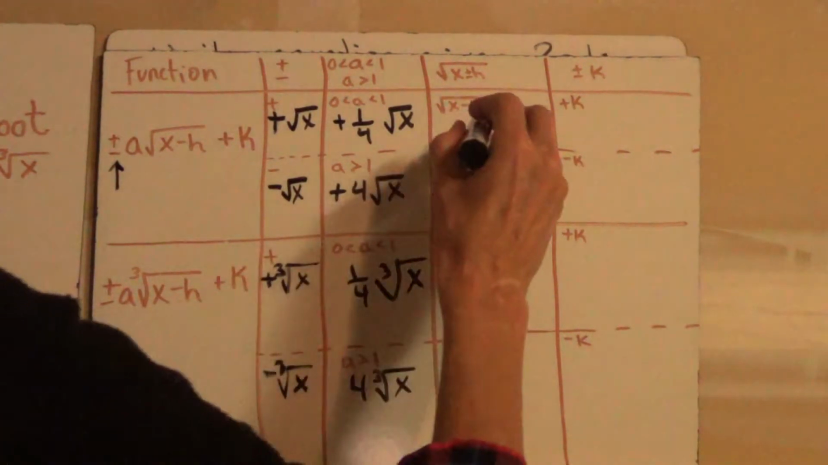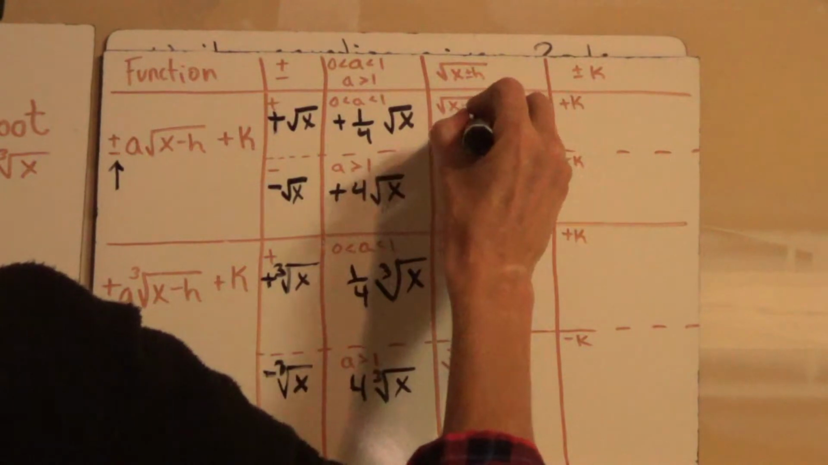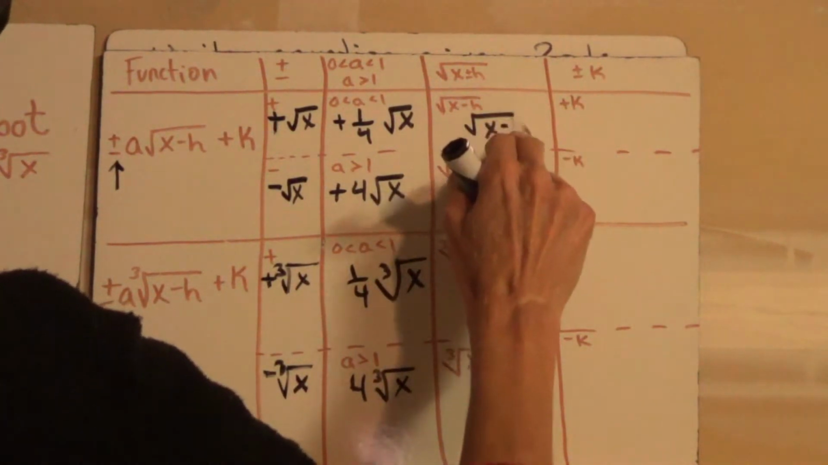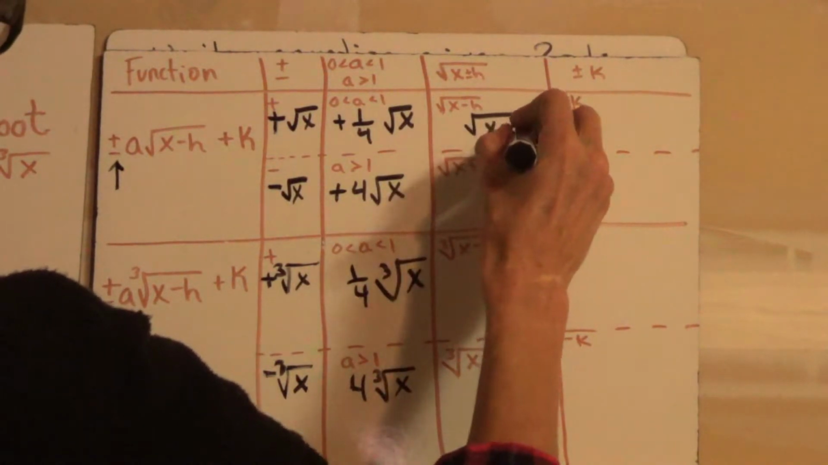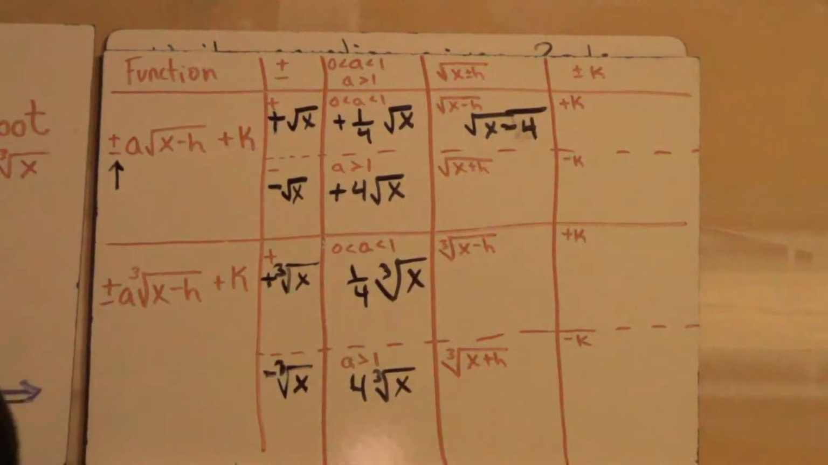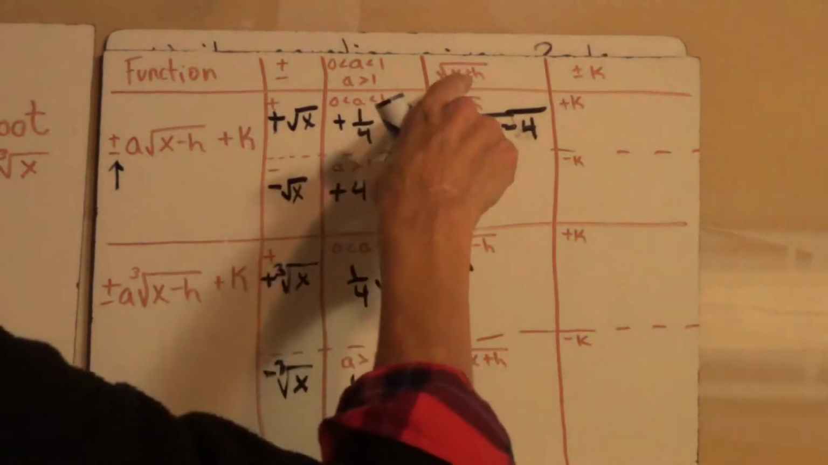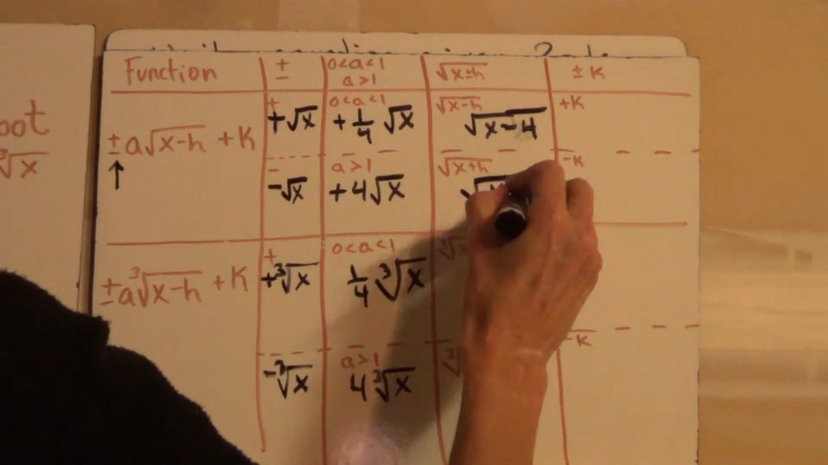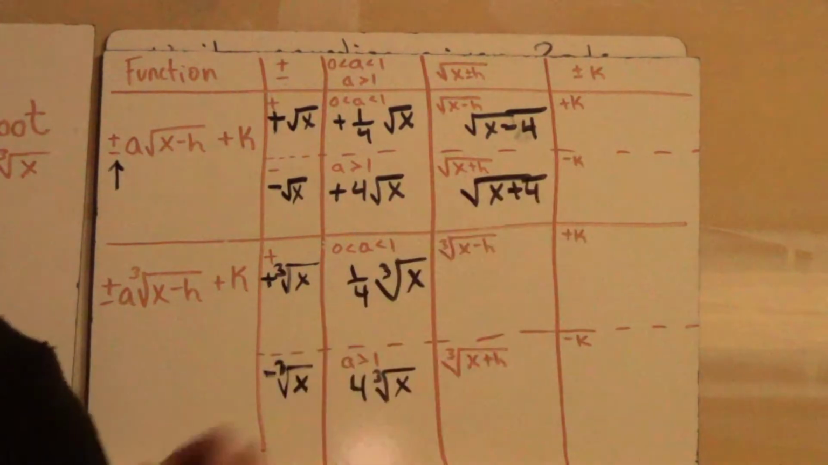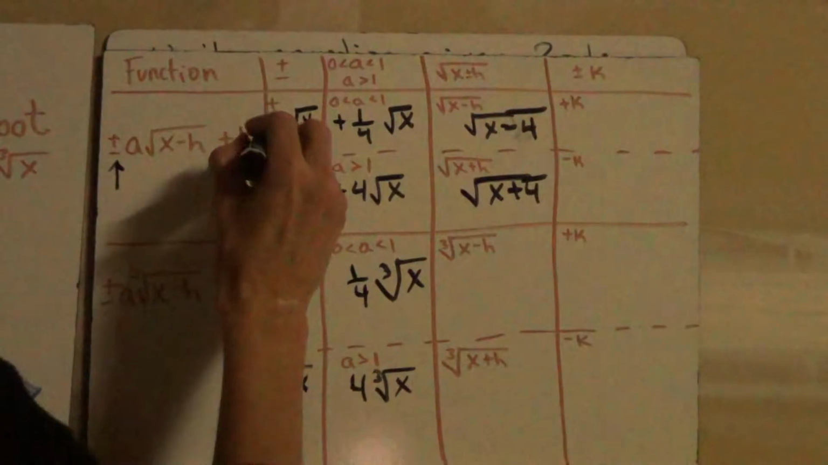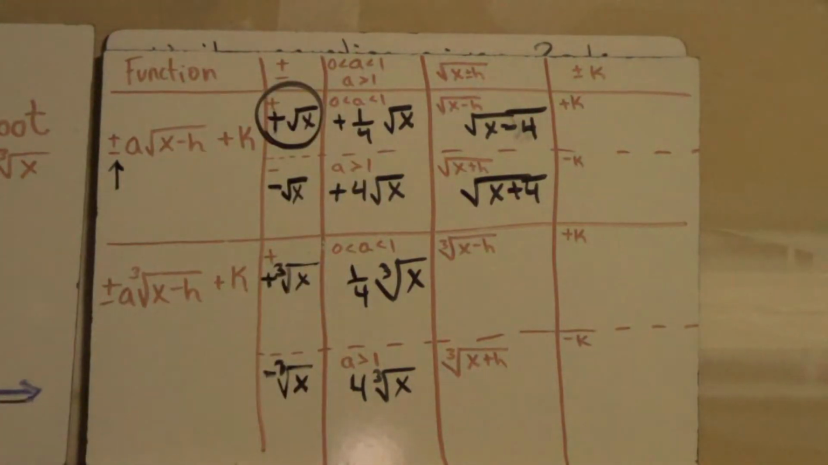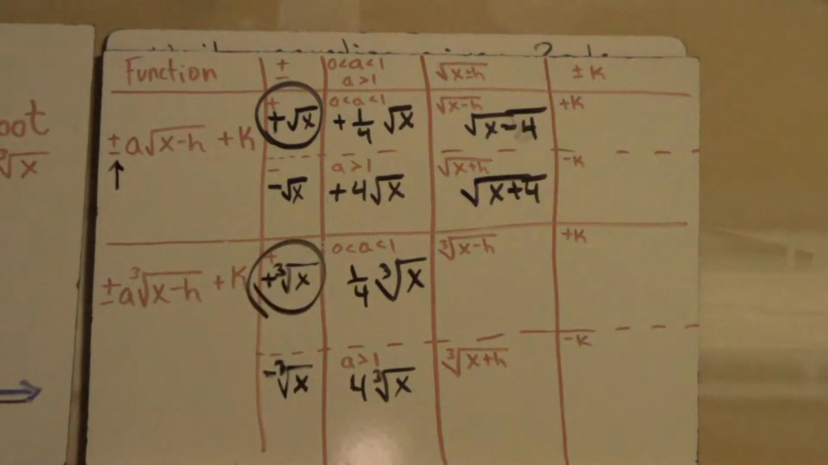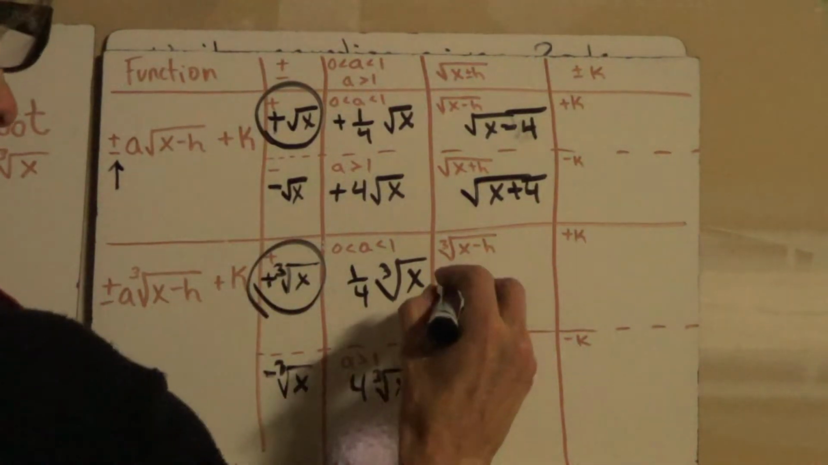Then let's try a square root of x minus h. Put 4 in for the h. Now make sure the 4 is underneath that radical because that's where the h is. Then let's go x plus 4. Compare that to your parent function, which is this plus radical x. Compare everything to that parent function, and describe what's happening.